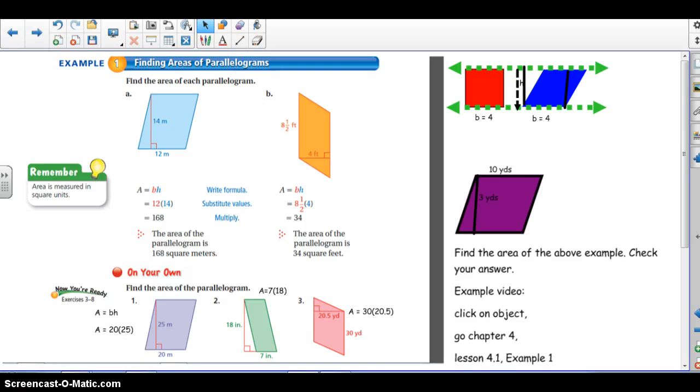All right, the answers for the on your own. First of all, I should see these formulas written on your paper. You don't have this one, but this is the formula you are using. But this is the equation I should see, sorry. Area equals the base, which is 20, times the height, which is 25. Your answer would be 500 meters squared, and yes, you have to have your label. Number 2, here's your equation. It's 126 inches squared. And number 3, 615 yards squared.